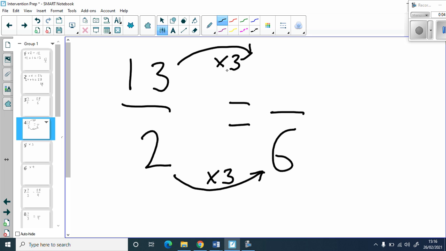If you're struggling with things like this, okay, column multiplication's absolutely fine. If you can, try and work it out in your head. So an easy way to do this, do 10 times 3, which is 30, 3 times 3 is 9, so you've got 39 over 6.